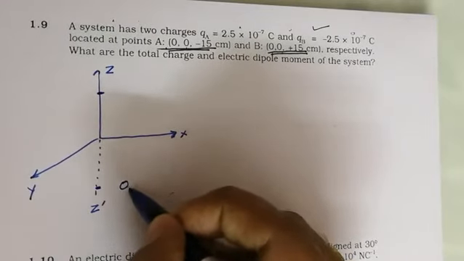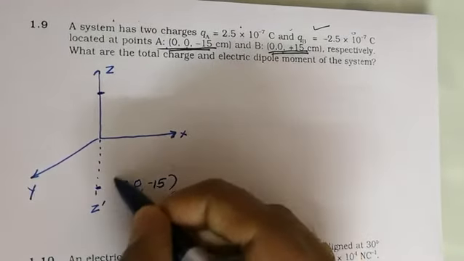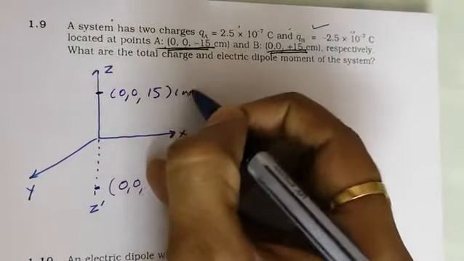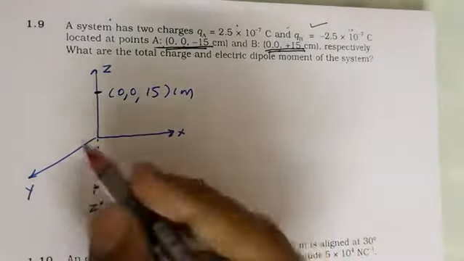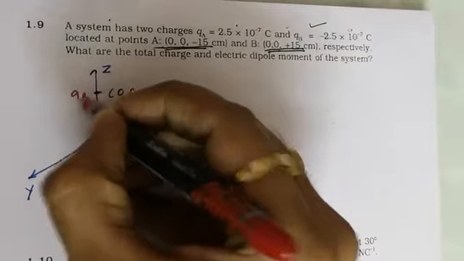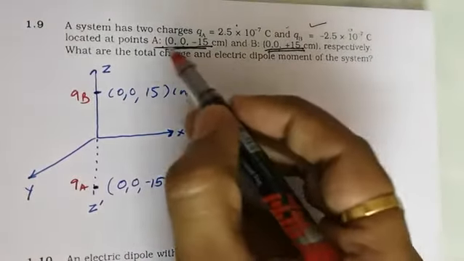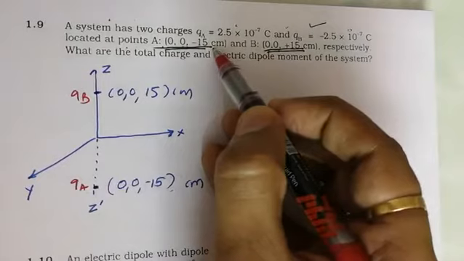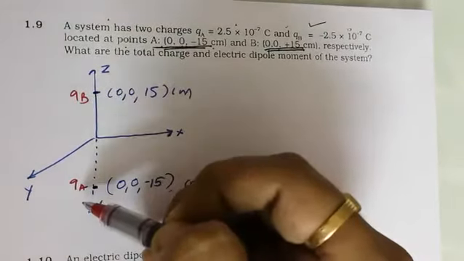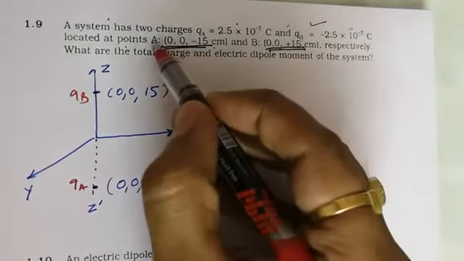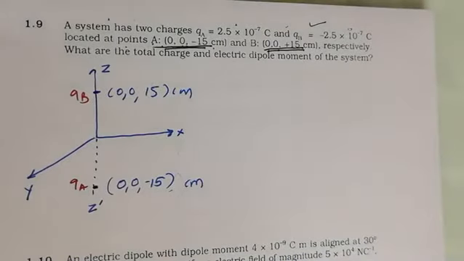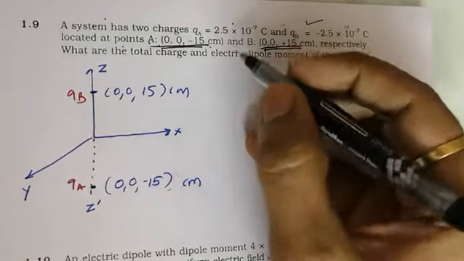So I can use (0, 0, -15) centimeters here, and (0, 0, +15) centimeters here. But look at the position of the charges, Q_A over here and Q_B over here, because we have mentioned that the position of charge A is -15. Be careful, we are generally in the habit of putting positive here and negative here, but here charge A is at -15, which is in the negative part of the z-axis.